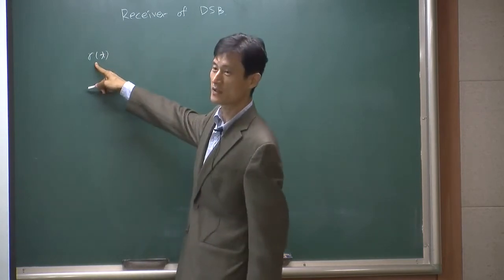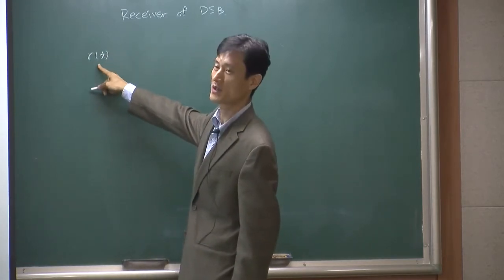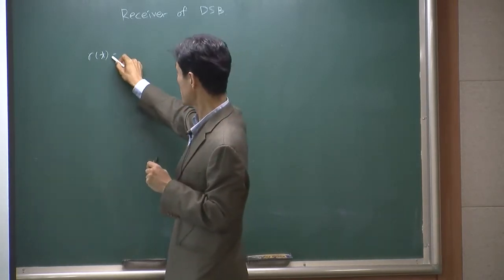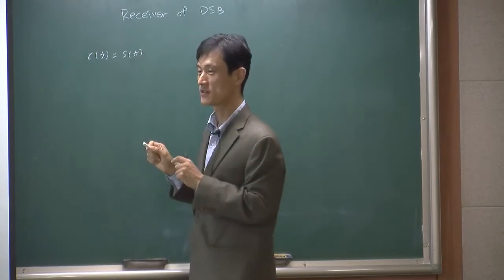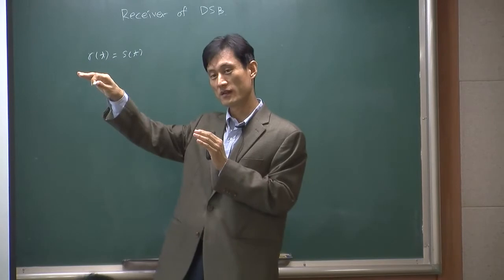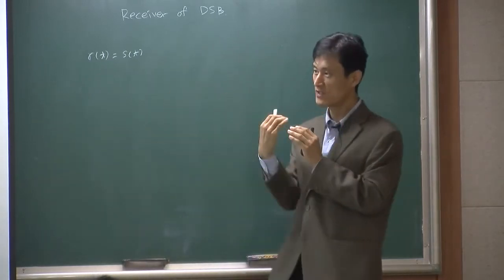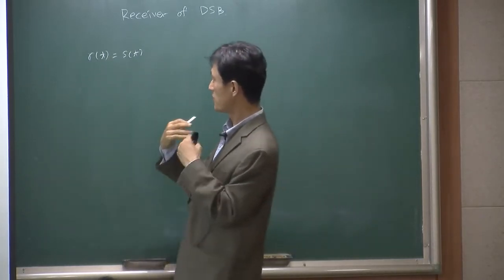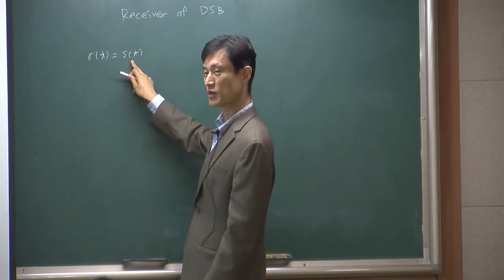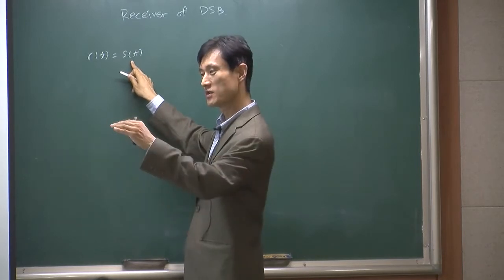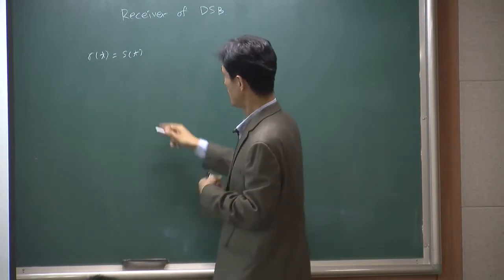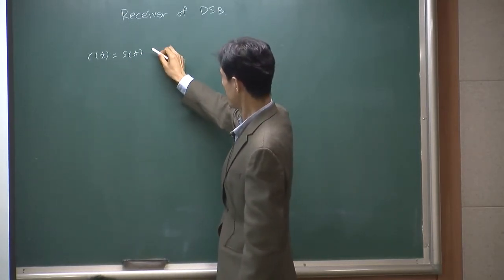You receive some signal. I call that R(t) because we are talking about the receiver side. The input is R(t), but this R(t) is actually the same as the transmit signal. The transmitter generates the signal S(t) and transmits, and then the receiver receives it. So from the receiver point of view it is R(t), but actually R(t) is the same as S(t) because we have no error. Whatever you transmit is exactly the same as whatever you receive. That's our assumption here. So we are going to get S(t) at the receiver.